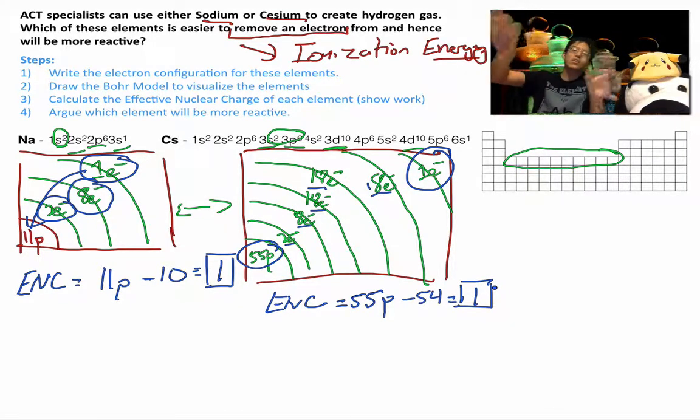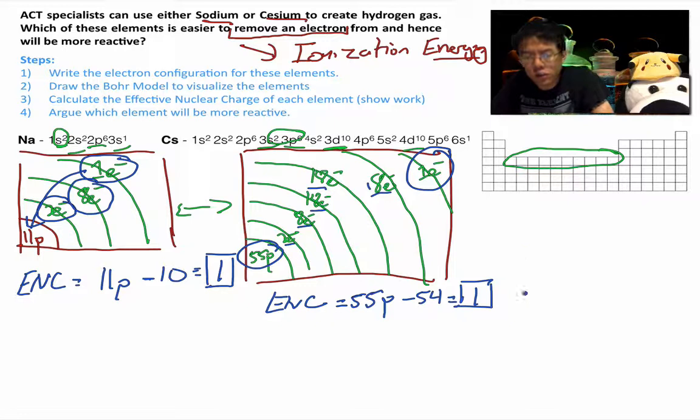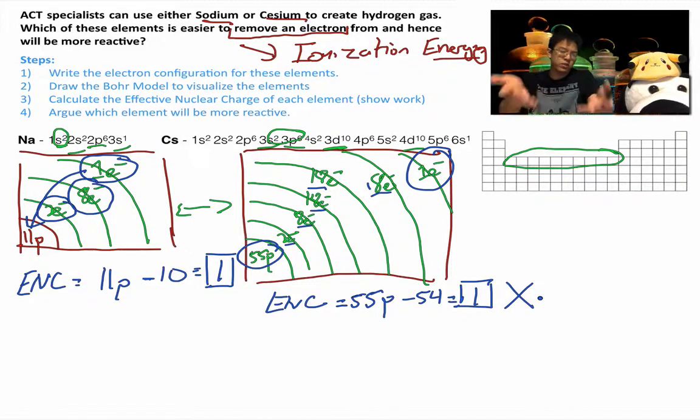So in terms of the effective nuclear charge that I'm seeing here, it seems that both valence electrons feel the same amount of pull from the nucleus. In other words, they feel 1 proton pulling on it. So this isn't going to help me explain which one is easier to remove, because according to this, they're the same. Okay, so that's not going to help, but I'm glad I calculated it. I've drawn the Bohr model. And now I just need to make an argument about which will be more reactive, or which will be easier to pull an electron from.